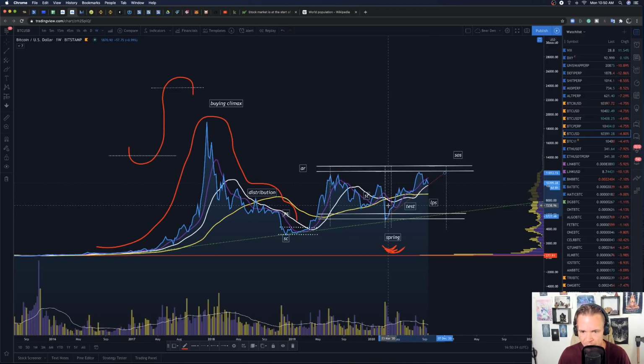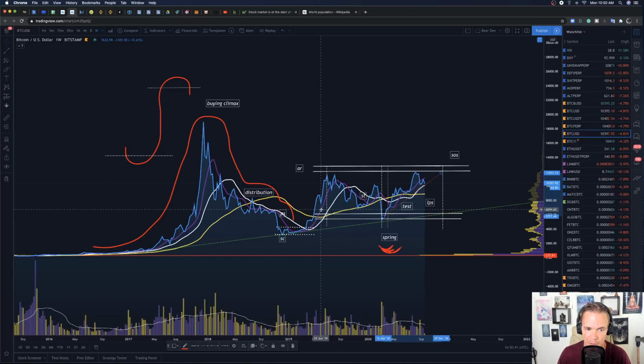So the reason this is so important is because it's been a consistent, healthy moving market indicator for many indices over the years. And when you see a nice, healthy retest of the 21 weekly moving average, it is a clear indicator that we are about to start a bull market.